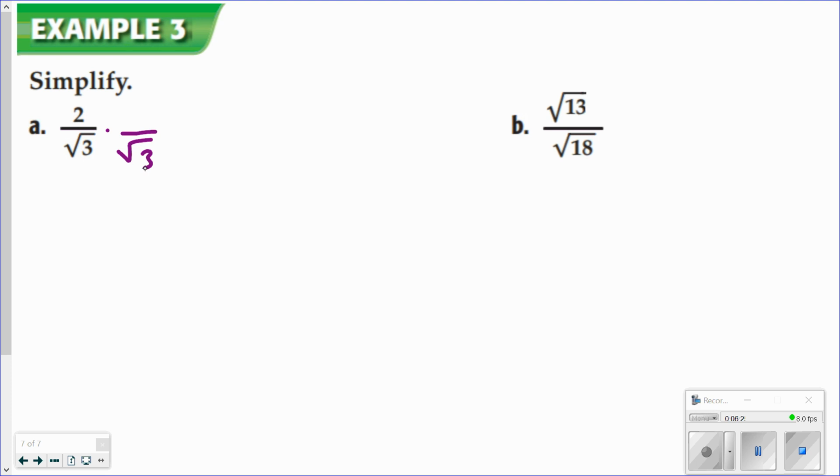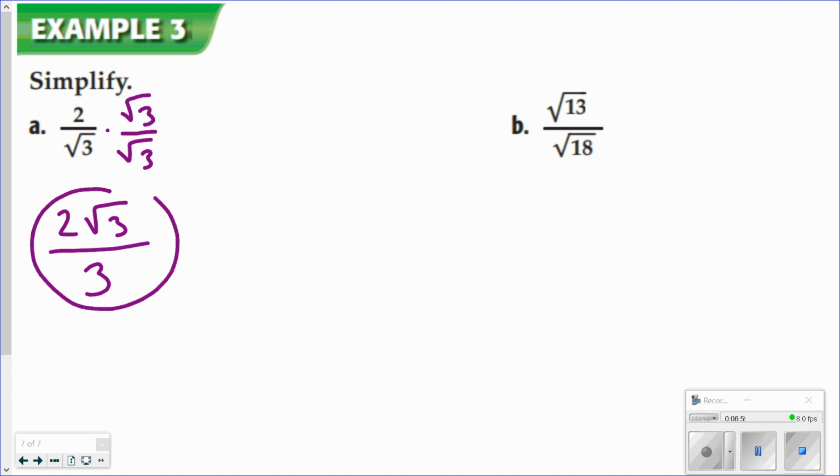Well, what I do to the denominator, I also have to do to the numerator. So the square root of 3 divided by the square root of 3 is a form of 1, and so you're allowed to multiply by a form of 1 so that the problem does not change. All right, so let's multiply 2 times the square root of 3, and that's 2 times the square root of 3, divided by the square root of 3 times the square root of 3 is 3. And if I look, I can't simplify anything else, so this is my answer.